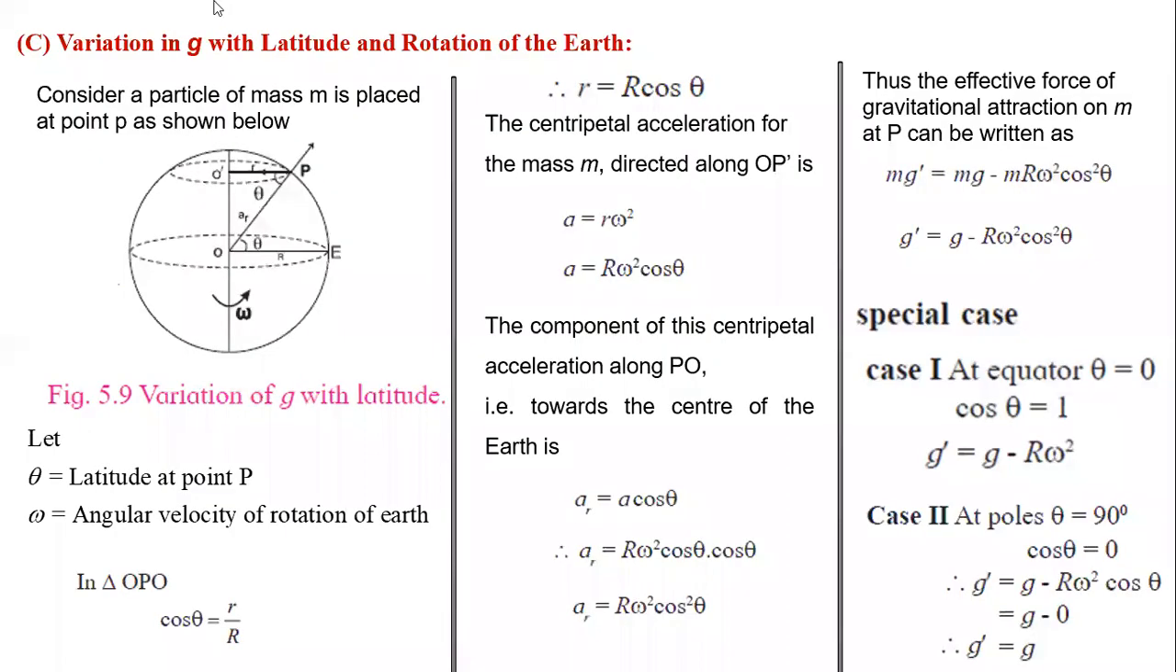So in special cases, case 1, at the equator theta is 0. So we get the acceleration due to gravity at the equator as g minus R omega square. And at the pole theta is 90, so we get the acceleration due to gravity equal to g.